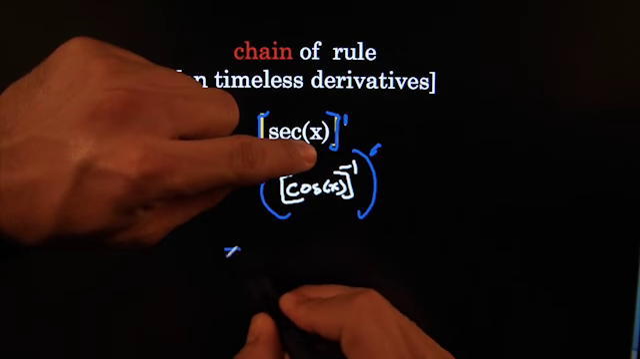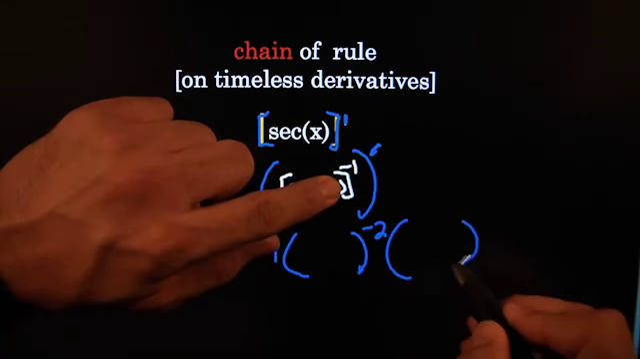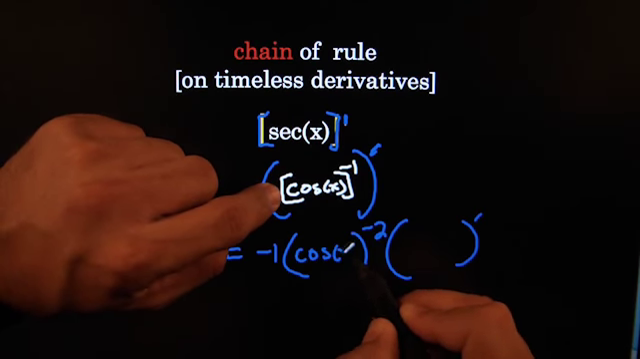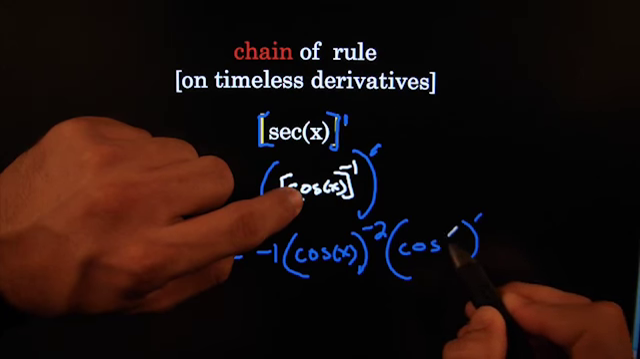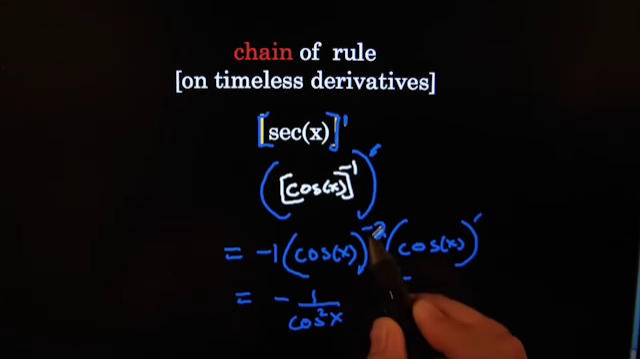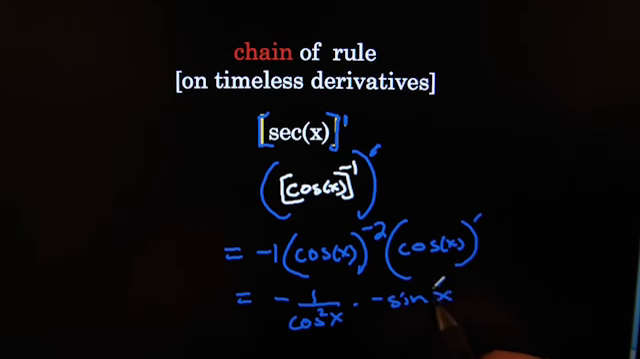So the derivative of that would be negative 1 times that to the negative 2 times the stuff here prime. So it would be cosine x and then cosine x prime. This would be equal to negative 1 over cosine squared x. That's again, it's an exponent. The derivative of cosine would be negative sine x. Negative becomes positive, so all I have is 1 over cosine x times sine x all over cosine x.